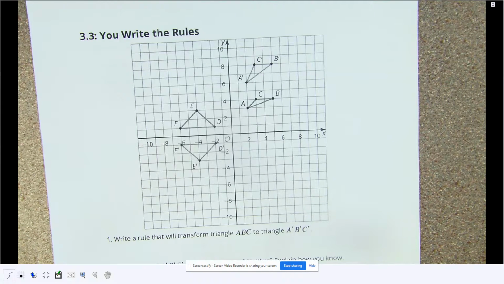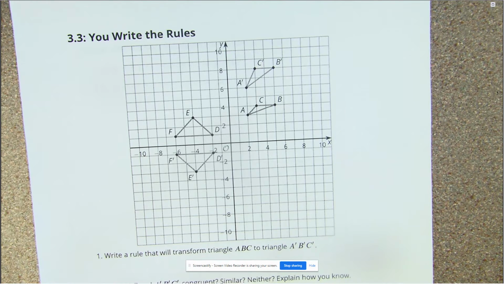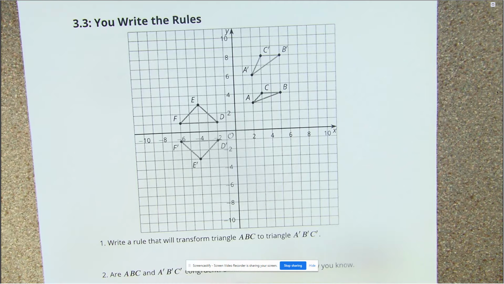Hi everybody, I'm back for the last activity in Unit 6, Lesson 3. It says you write the rules. Write a rule that will transform triangle ABC to A prime, B prime, C prime.